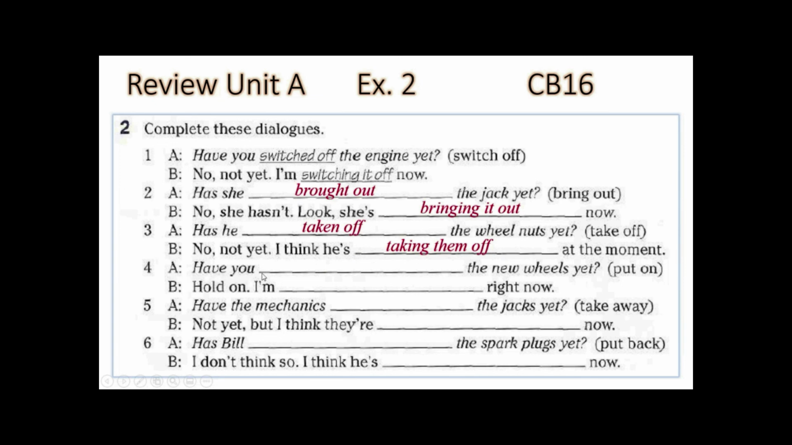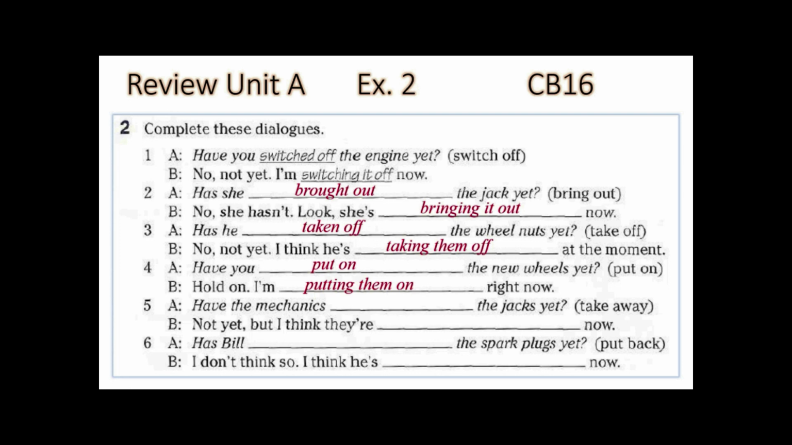Number 4, have you, space, the new wheels yet? So we need the past participle because this is a question in the present perfect. So what is the past participle of put on? It is put on. Very good. So we have: have you put on the new wheels yet? Hold on. I am, space, right now. Present continuous. So ing. I am putting them on right now.